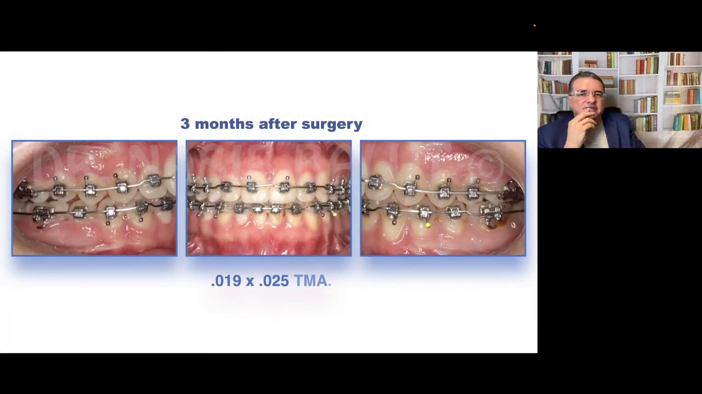This is her 3 months after the surgery. I have .019x.025 upper and lower. In this case, I wanted a heavier wire in the lower arch because of the torque of the lower anteriors. So the patient, after 3 months of the surgery, is almost ready to debond.